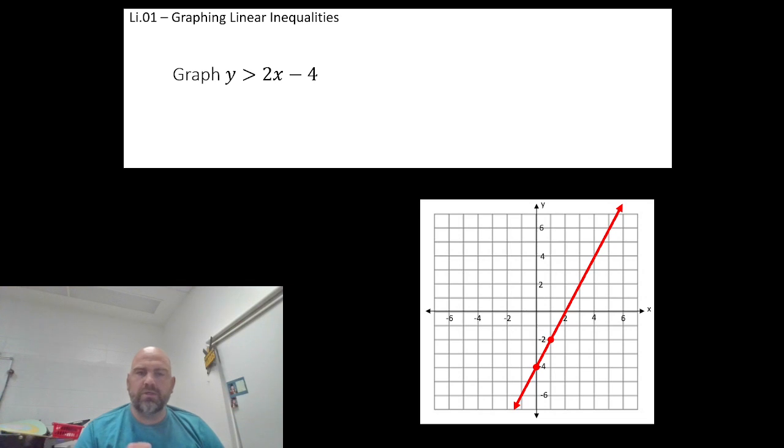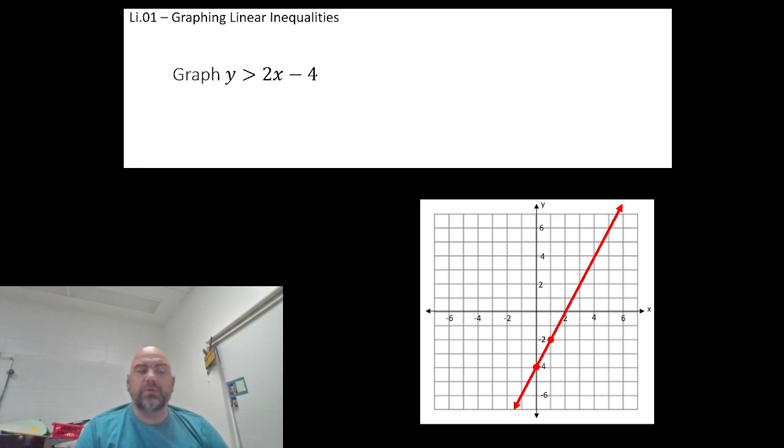Done, right? Not quite. The inequality is going to make for a little bit of extra stuff that we have to put on here. First of all, our inequality says that y is greater than 2x minus 4. It doesn't say it's equal to. This line that we've drawn out right here represents equality. It means all of those points along the line are a part of this equation, but they're not, okay? They have to be greater than it.